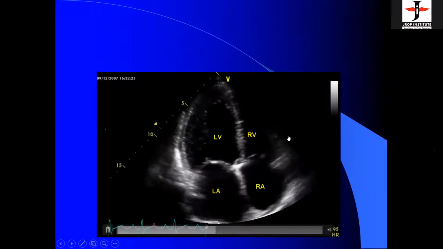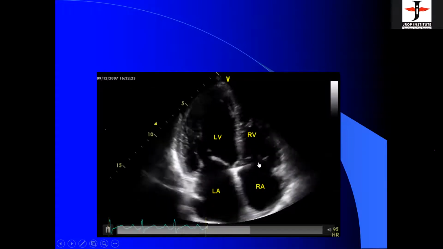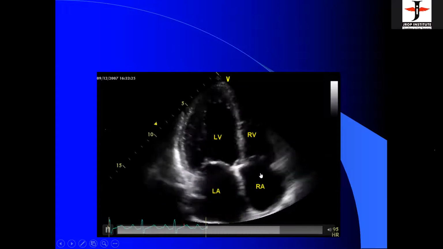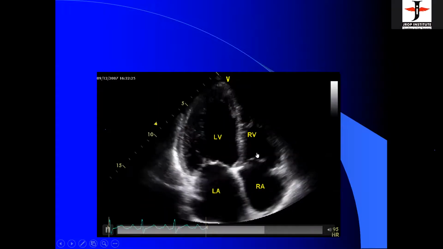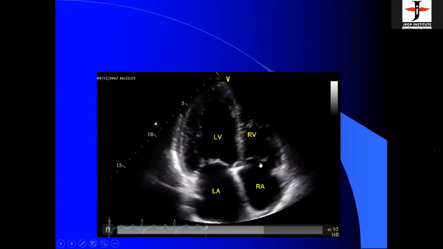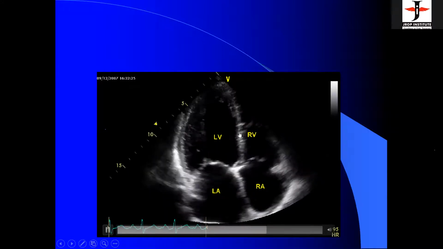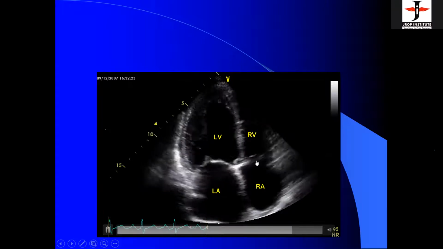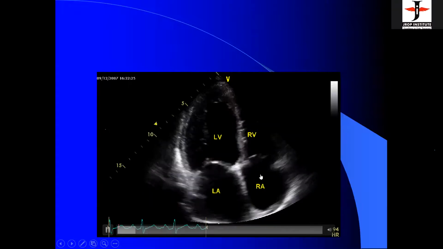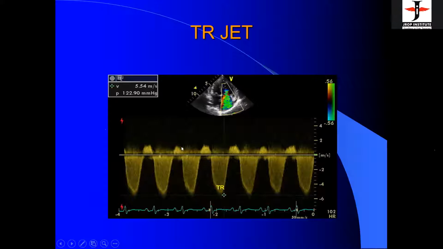Now take this situation. Suppose there is blood from RV to RA, like a tricuspid regurgitation. Tricuspid regurgitation means the blood is coming from RV to RA in a regurgitation. Now this is going against the direction of the transducer. So it will be a negative shift. For example, you see, this is the tricuspid valve. It is a negative shift.